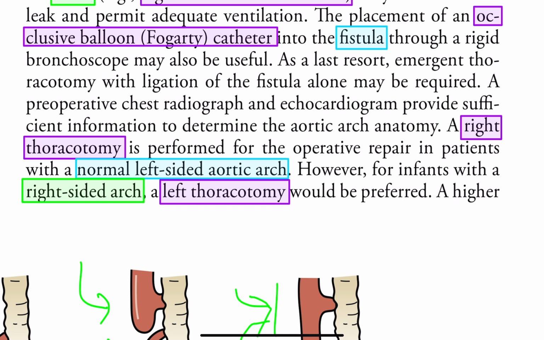If the patient has a normal left-sided aortic arch, you do a right thoracotomy. If the patient has a right-sided arch, you should do a left thoracotomy. That's why we should do echocardiography.